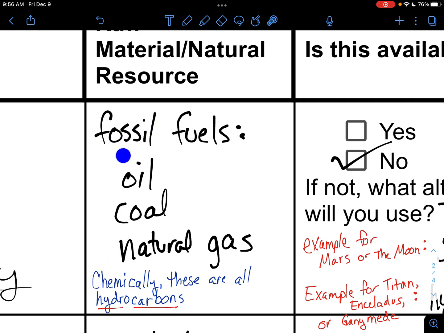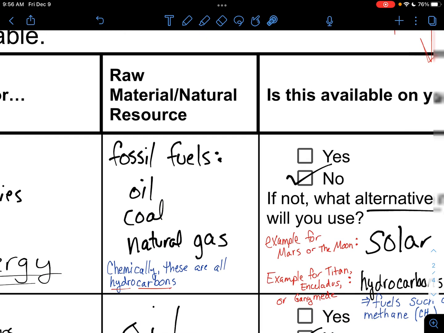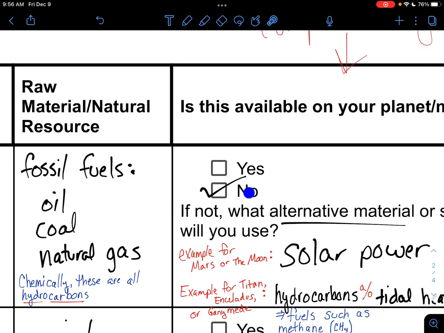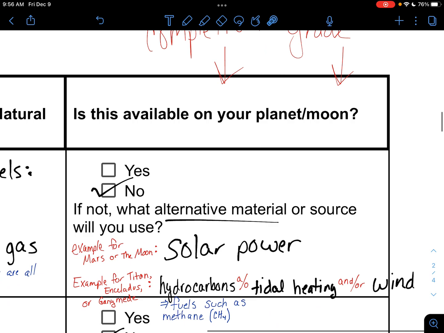What is a fossil? A dead thing, something that used to be alive. Oil comes from animal stuff, coal comes from plant stuff, natural gas comes from bacteria. Natural gas can come from any of them, from bacteria, from fungus, from animals, from plants, from any of it. If these worlds we're moving to didn't have thriving life, they're not going to have fossil fuels. So generally, is it available? No.